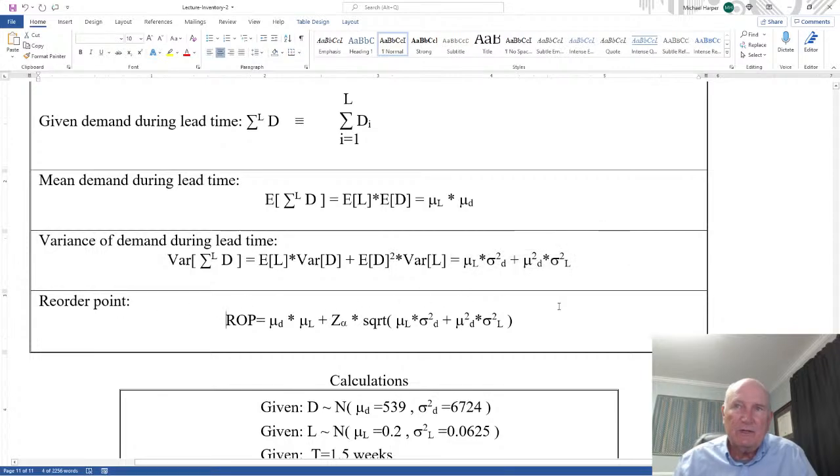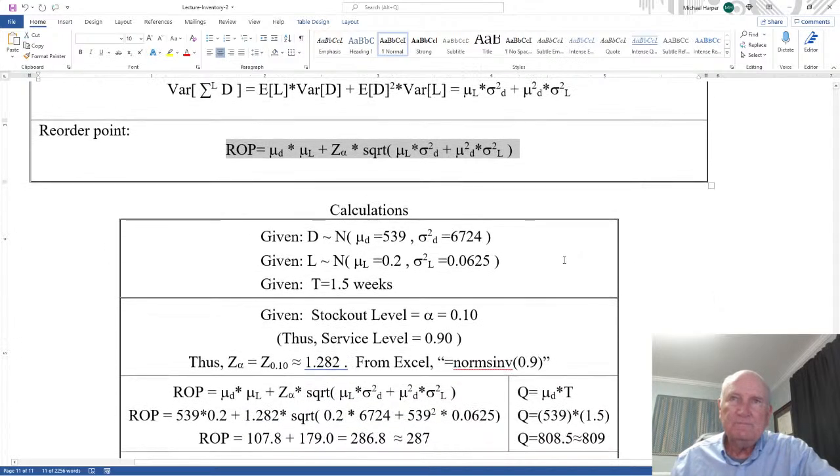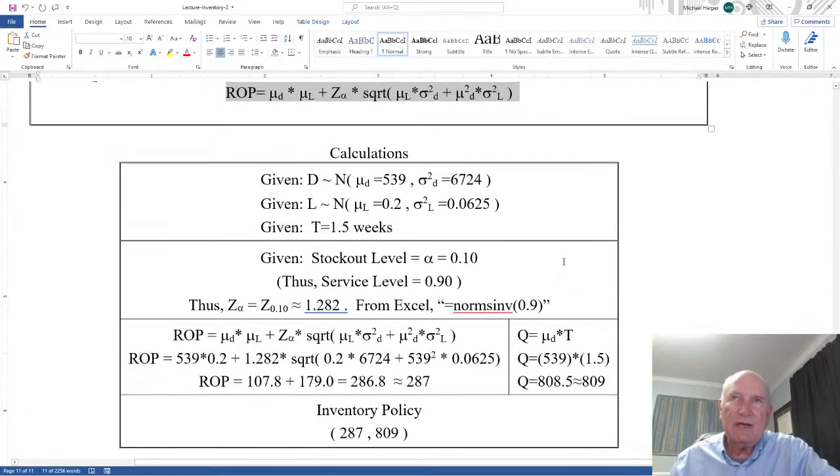So the reorder point becomes this expression. I'm not going to go into it. I do go into it in my videos on my YouTube channel and my website. And there are the calculations. And I won't even go through the calculations.